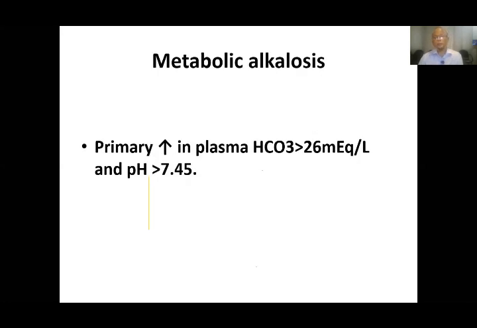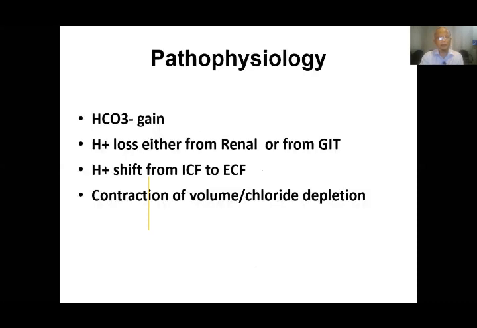Now comes metabolic alkalosis. You are seeing it when the bicarbonate level is more than 26 milliequivalents per liter and pH is more than 7.45. So in case of metabolic acidosis or alkalosis, bicarbonate is very important. If it is high, then it is alkalosis. If the bicarbonate level is low, it is acidosis. And pH will be higher in case of alkalosis and lower in case of acidosis. So these will move in the same direction.